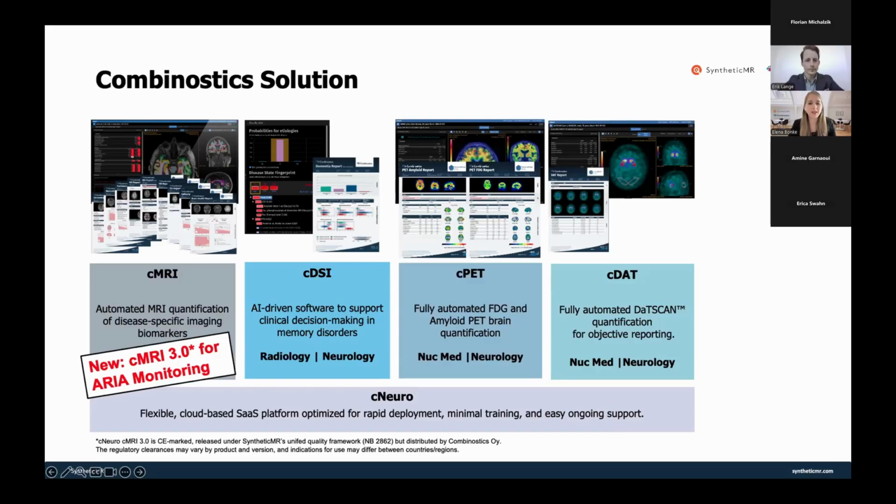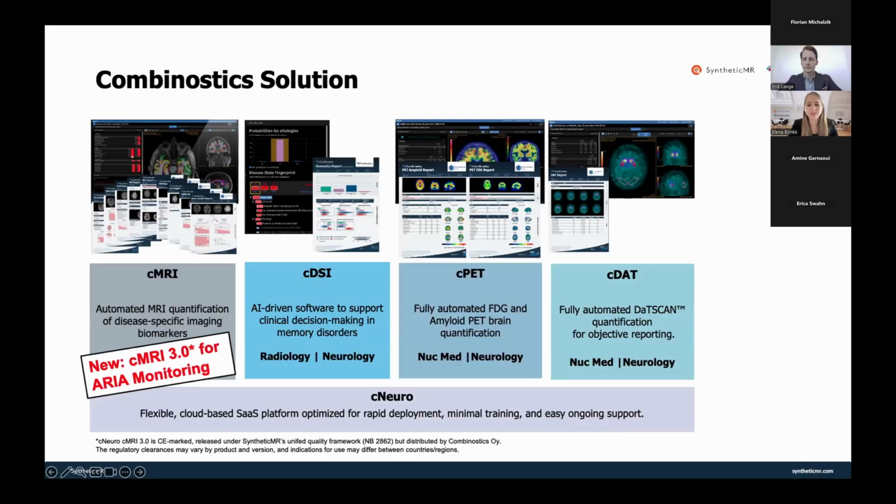So CDSI is particularly addressing neurologists. It's an AI-assisted clinical decision support tool where you can combine imaging data and clinical data, and it helps you with advanced dementia differential diagnosis, as well as prognosis estimation, whether a patient is, for example, about to develop Alzheimer's disease.